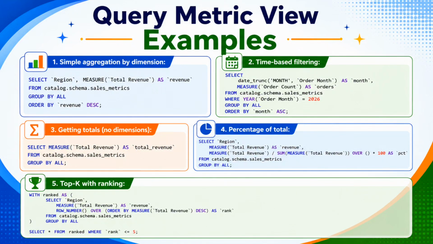Key takeaway: Databricks Metric Views make analytics simpler by allowing users to query trusted business metrics through the measure function. With Metric Views, you can easily perform simple aggregations by dimension, time-based filtering, total calculations without dimensions, percentage of the total analysis, and top K ranking and leaderboard reporting. The result is a consistent, governed, and reusable semantic layer that enables accurate business insights across the entire organization. Query once, trust everywhere. That's the power of Databricks Metric Views.